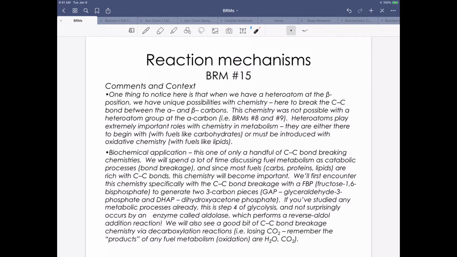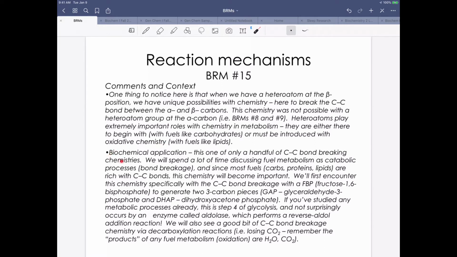So again, we're going to see that heteroatoms play extremely important roles in lots of chemistry with metabolism. What's interesting is when you start with fuels like carbohydrates, which are carbon, hydrogen, and oxygen, they already have that heteroatom present. But when we think about fuels like lipids, which are largely hydrocarbon, we actually need to do some oxidative chemistry to introduce those oxygen atoms. And that's some really interesting biochemistry we'll talk about in Biochem 2 when we learn about lipid breakdown.